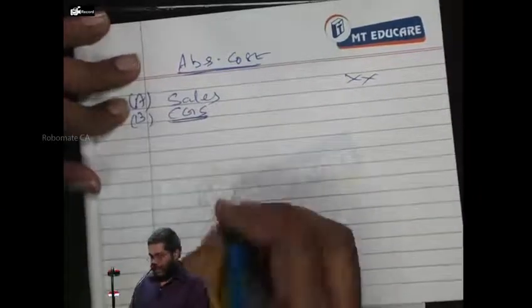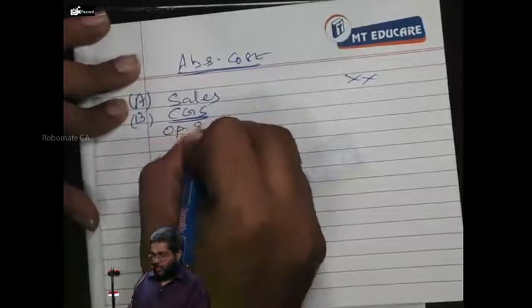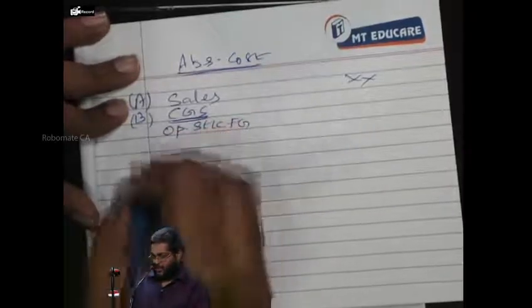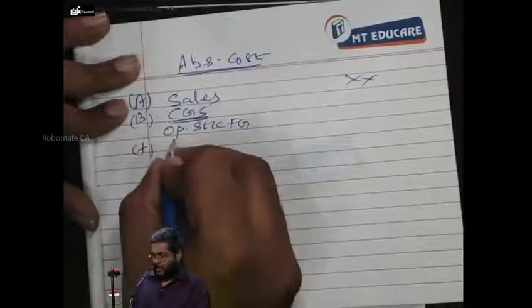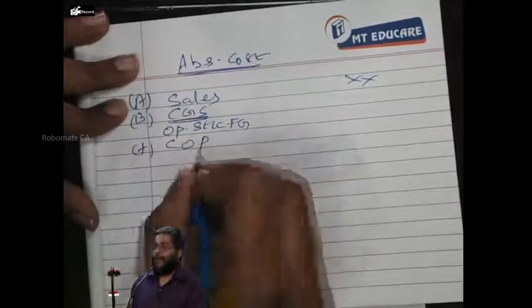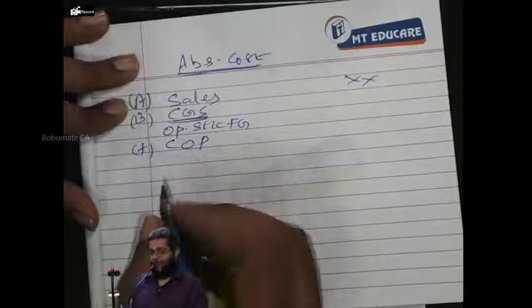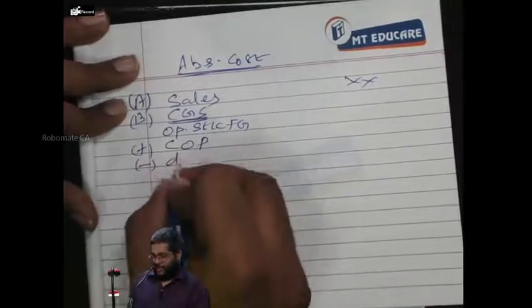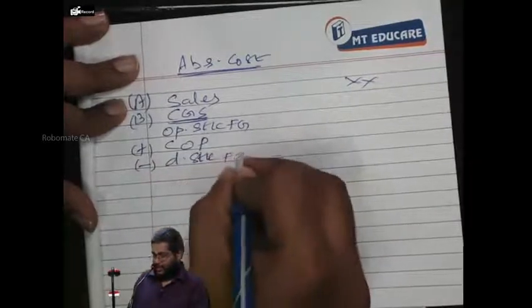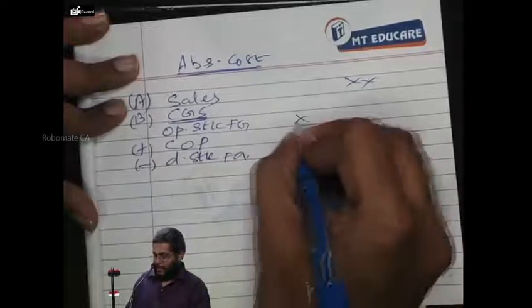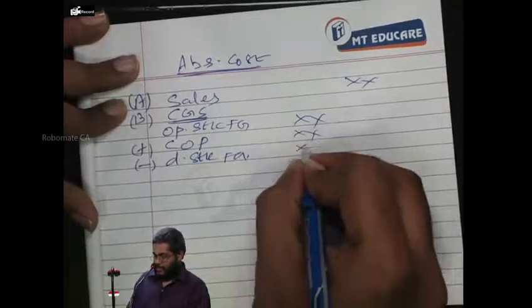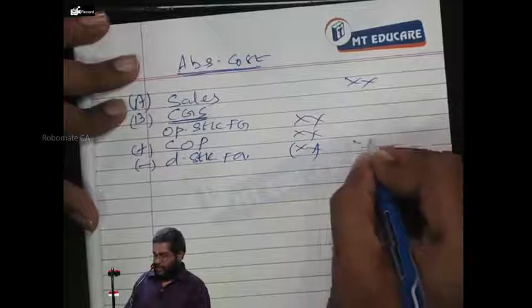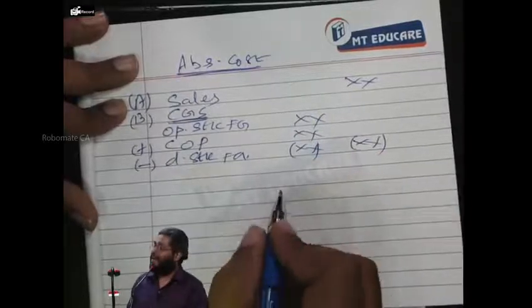What is cost of goods sold? Opening stock of finished goods, add cost of production. COP means cost of production. Minus closing stock of finished goods. This number is going to give you the cost of goods sold.